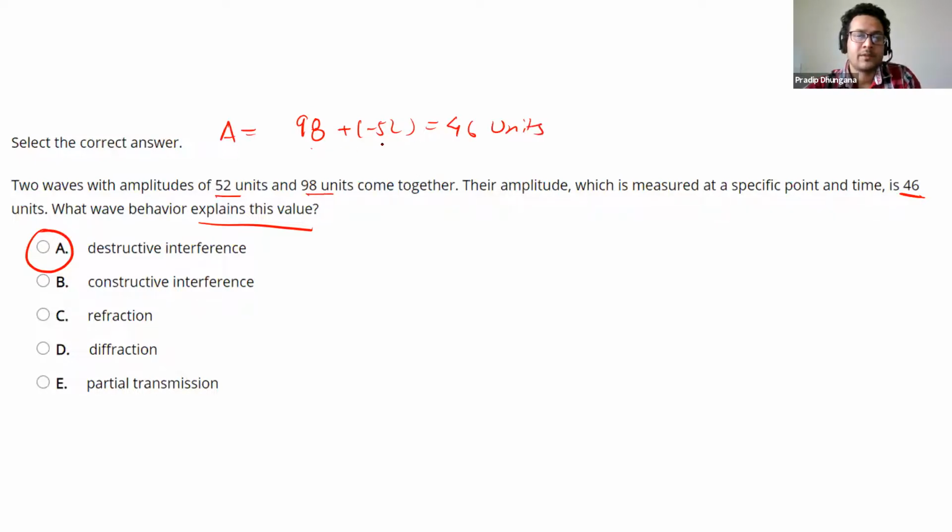But if it is constructive interference, we add them together, and both waves are in phase. So it would be 98 plus 52. That would be 150 units. So if it was 150 units, it would be constructive interference. But in our case, the resultant amplitude is 46 units, so it's destructive interference.